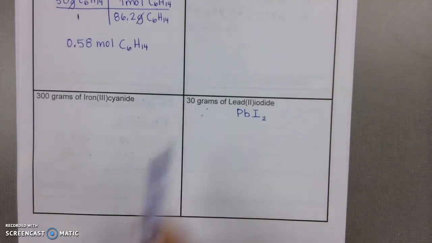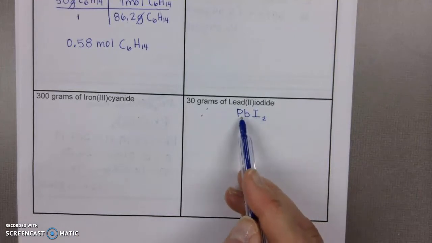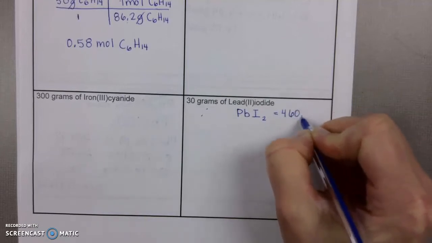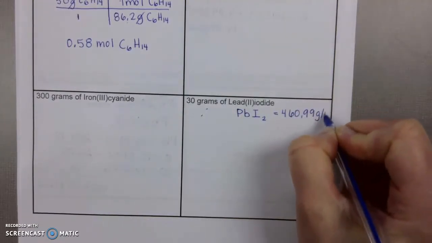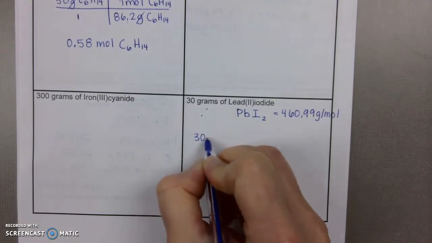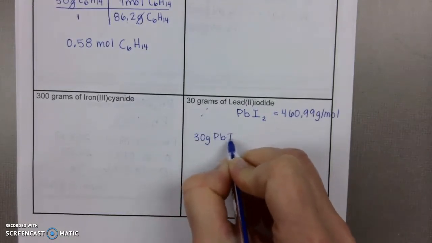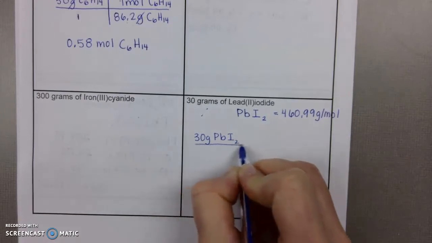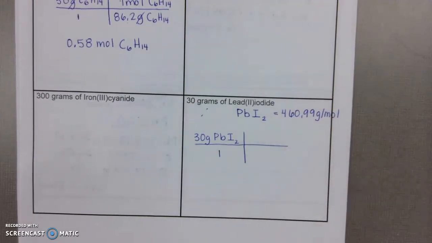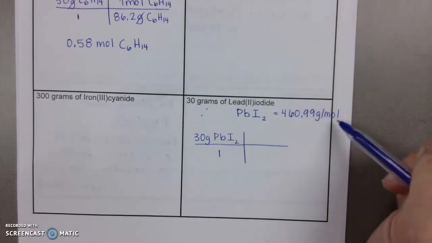We're starting with grams, and I'm asking you to find moles. So if that's the case, you need to be able to calculate molar mass. You have 2 iodine and 1 lead, leading you to an answer of 460.99 grams per 1 mole. Again, if you need practice with molar mass, please review the molar mass video. Your starting material is 30 grams of PbI2, lead 2 iodide. You're going to make the T-chart. You're going to have 1 conversion, so we only have 1 area here. We know this is grams per 1 mole.